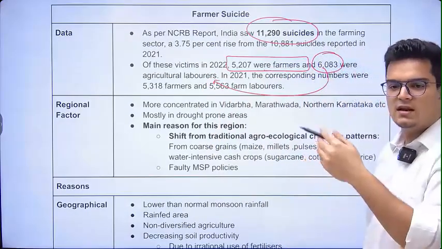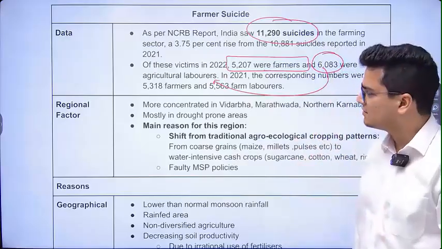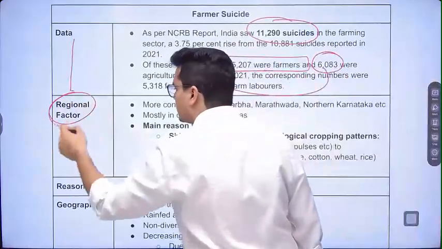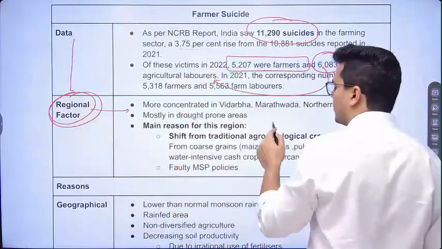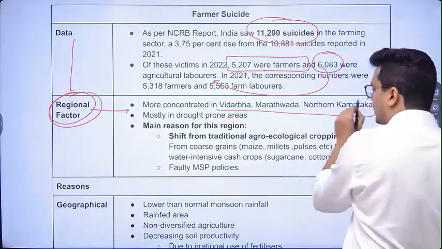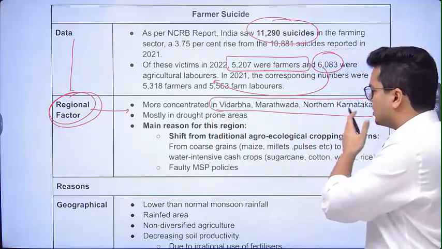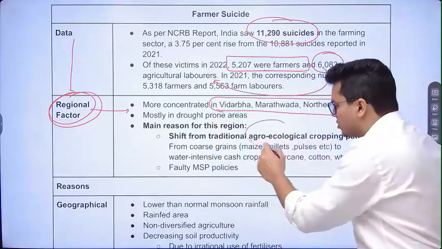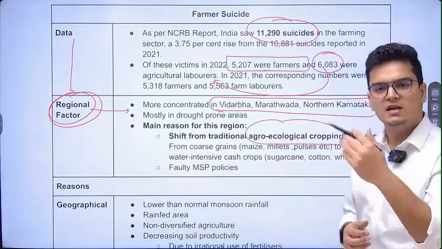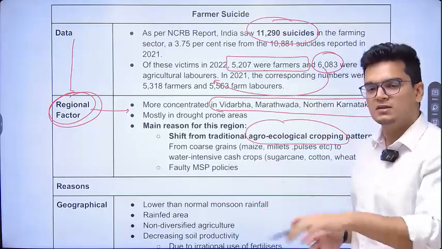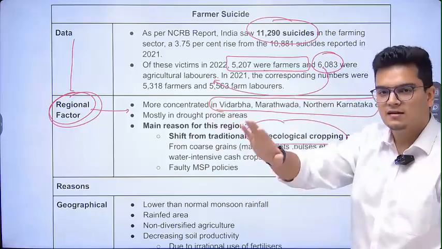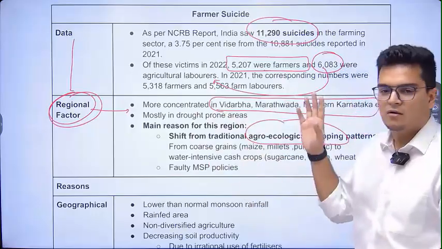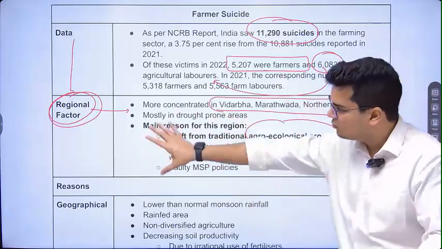So agricultural laborers have a greater rate of distress. Now the other factor we need to know here is that there is a regional factor. More suicides are happening in this area of Vidarbha, Maharashtra and northern Karnataka. And why is it happening here? Because the traditional agroecological cropping pattern of going for maize and millets was replaced by cash crops. The soil and the ecology of that region did not support it. There were distressed sales, low price realization, and faulty MSP policies that ultimately led to more suicides happening in this region.